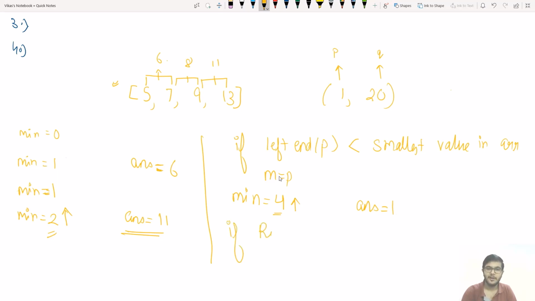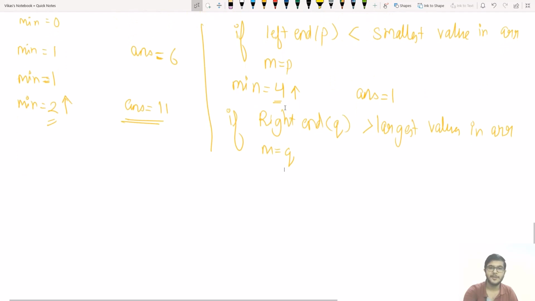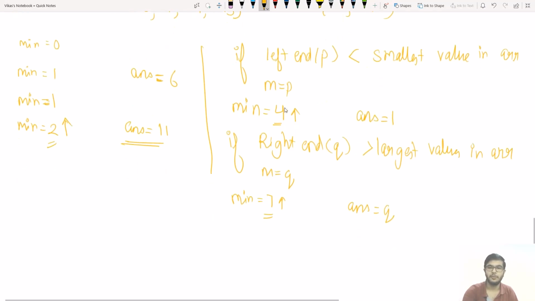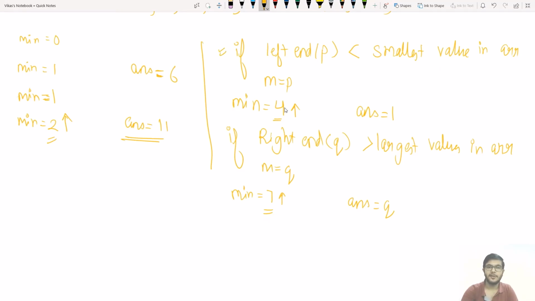Similarly, another condition is if my right end, that is Q, is greater than the largest value in the array, then we are going to take m as Q also, because it is also a valid candidate. It can also maximize our minimum value. So my Q is 20, and 20 minus 13 gives me 7. So my min is going to be 7. Yes, it is greater than the previous min. So now it is maximized. So we are going to store our answer as Q. So my answer becomes Q. So these are the two boundary conditions that we had forgotten.